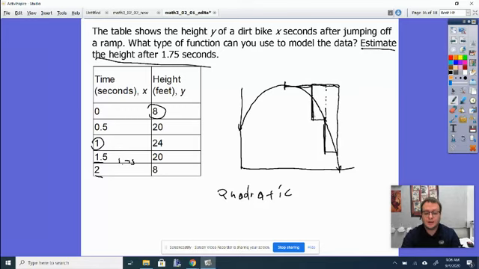So what we notice from this is the 1.75, even though it's time-wise in the middle, in the up and down distance, we're probably closer to that 1.5 seconds. So we're probably closer to 20. Now, dead center here would be 14. So probably close to 15 or 15.5. And again, it says estimate, so we don't need an exact answer here. We're probably close to 15 feet.